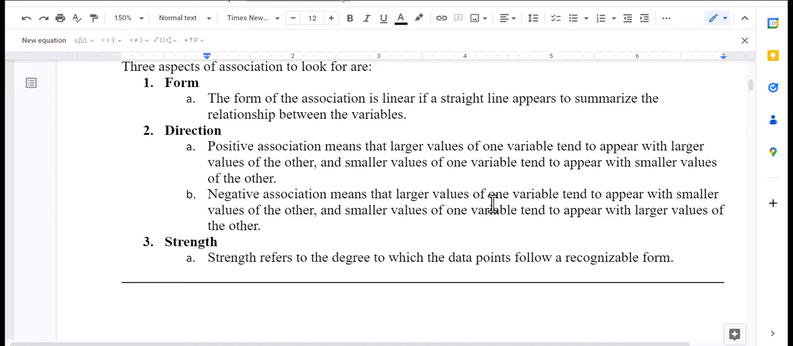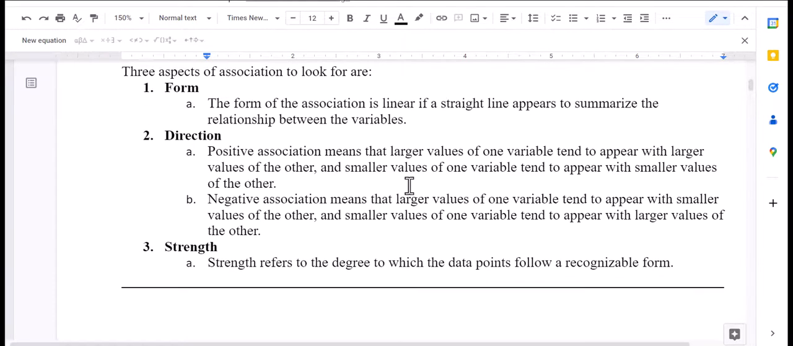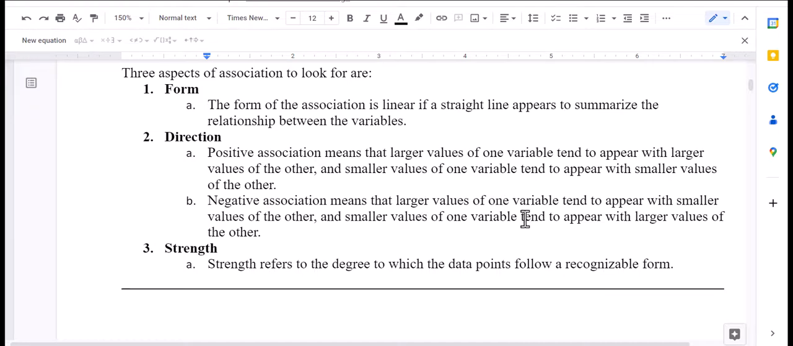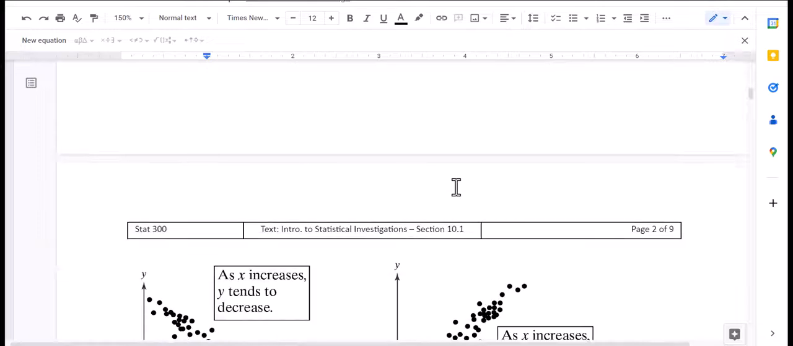If your correlation coefficient is positive, there's a positive association. If it's negative, there's a negative association, meaning as the independent variable increases, the dependent variable decreases. And a positive association means when one increases, the other one increases as well.